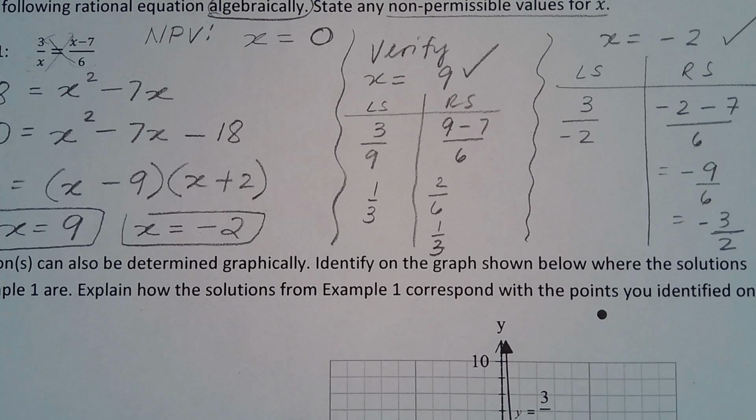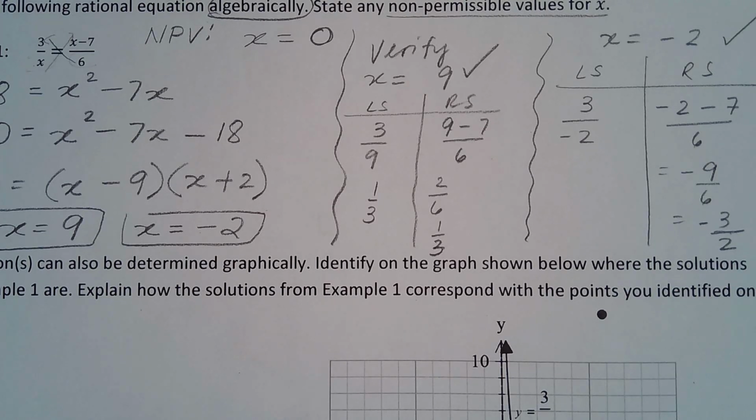So on Desmos, I'm going to take the left side and make it a function, y equals 3 divided by x. That's the very first one. And then the second one is y equals (x minus 7) divided by 6. Okay, good. So this is what the graph looks like. The red is 3 over x, and the other one is (x minus 7) over 6.